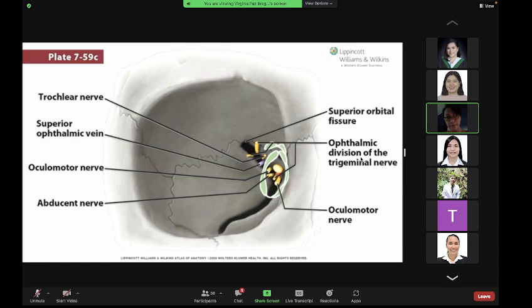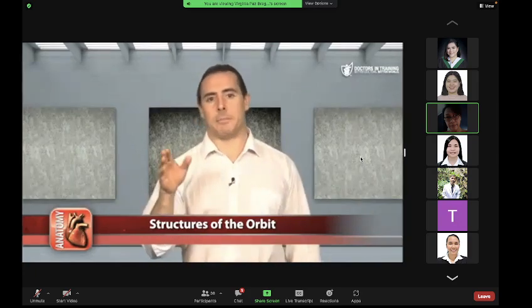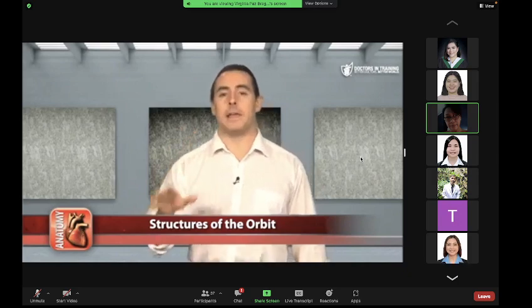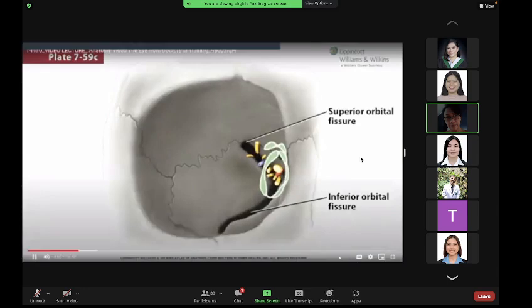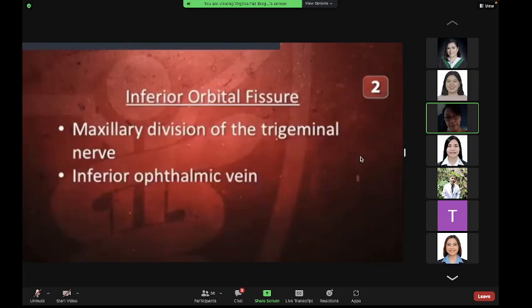Most of the inferior wall, or floor, of the orbit is formed by the maxillary bone. Minor contributions to the floor come from the palatine bone medially and the zygomatic bone laterally. Posteriorly, a gap between the maxillary bone on the inferior wall and the greater wing of the sphenoid on the lateral wall is the inferior orbital fissure. The inferior orbital fissure and the superior orbital fissure are continuous with each other, forming a boomerang shape whose apex points medially. The maxillary division of the trigeminal nerve and the inferior ophthalmic vein pass through the inferior orbital fissure.